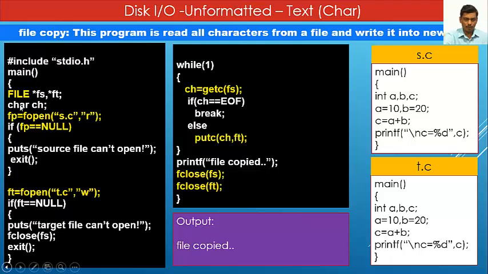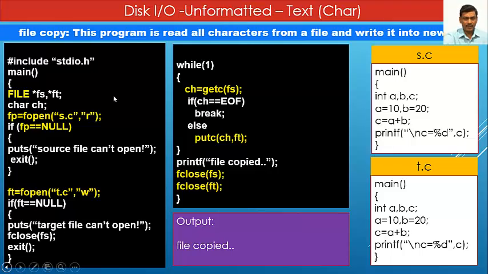So this is the program. That is main, FILE *fs, *ft. FILE is a macro for the file structure variable. Using this macro, we can declare the file structure pointer variable. So FILE is a substitute name for the file structure variable. The substitute name is called a macro, that is FILE.